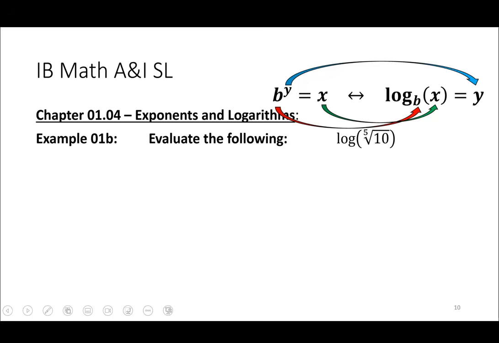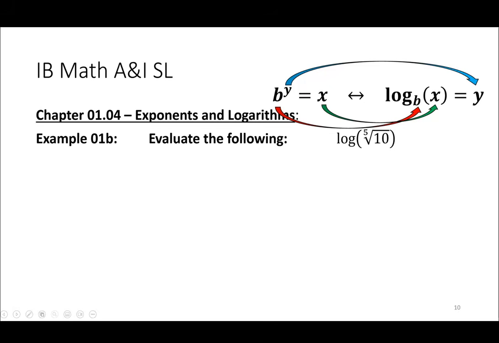How about log of the 5th root of 10? Who can do it in their head? Mr. Kulik can, it's one thing.